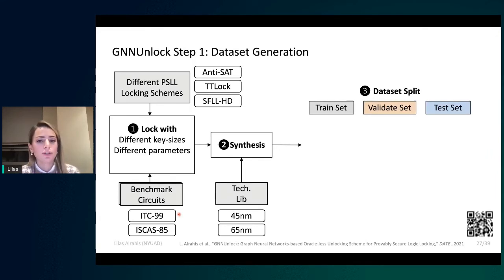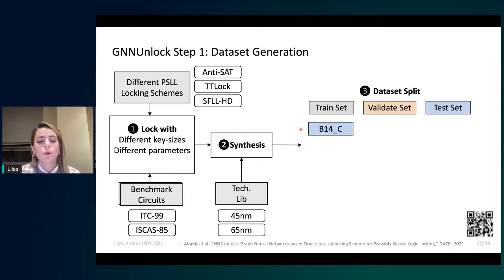And after doing the locking at RTL, we perform synthesis. When we perform synthesis, we also consider different technology libraries just to check if our attack is generic or not. Can it handle different technology libraries? So we consider 45 nanometer and 65 nanometer. And then after we get these synthesized netlists, we perform some dataset split so that we can train the GNN.